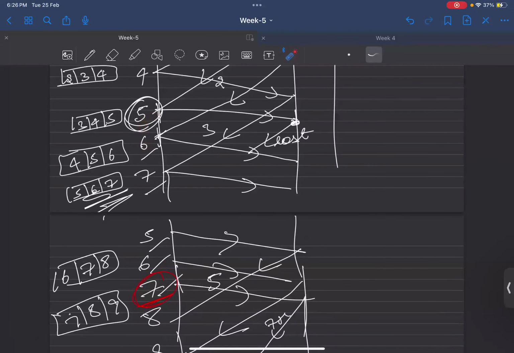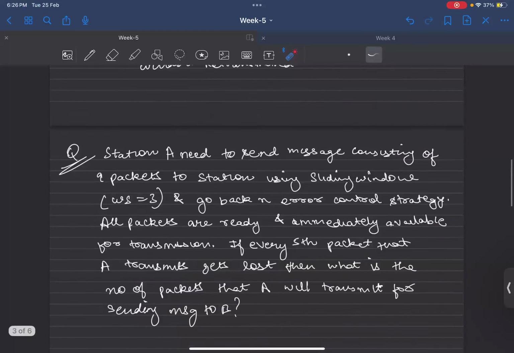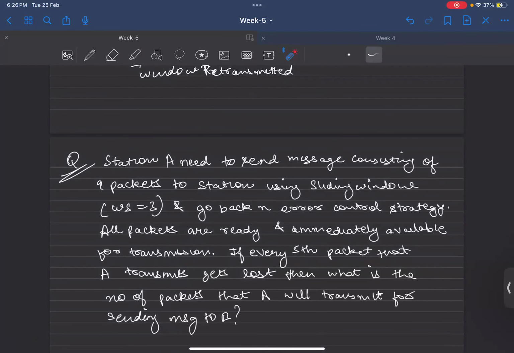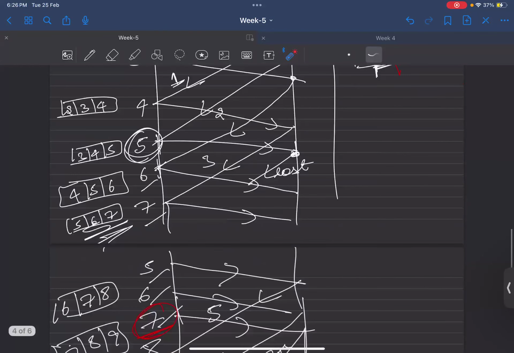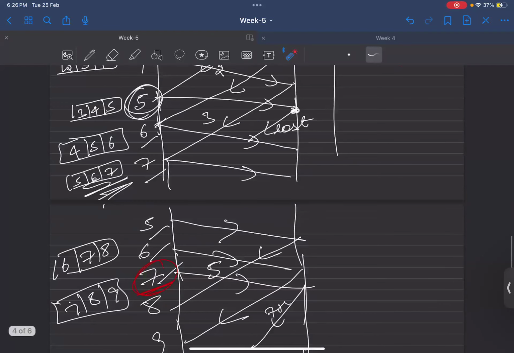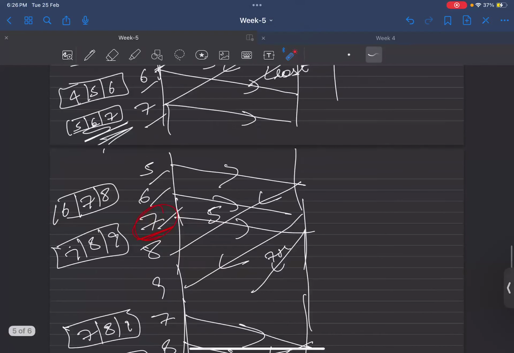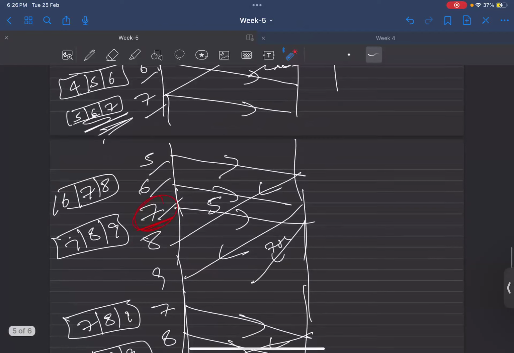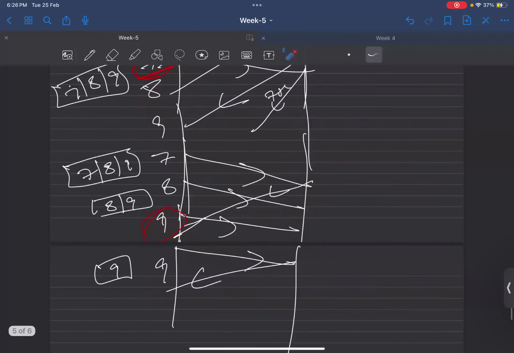Why is it 7th and why is it not 10th? As we see the question, if every 5th packet will be lost, why is it 7th and not 10th? Can anyone explain me? Ma'am, because we are retransmitting 5, 6, 7 two times. Yes, yes, that's why it is taking up the count. So here again, the 7th was lost. So 7, 8, 9 was again retransmitted, and then again 9th was the packet, and then 9th was retransmitted.